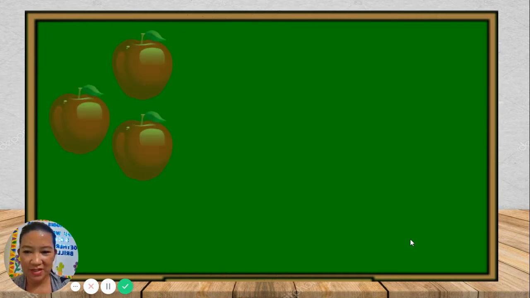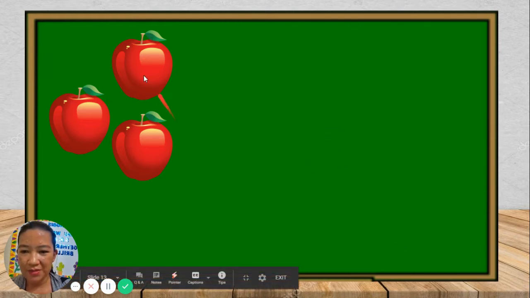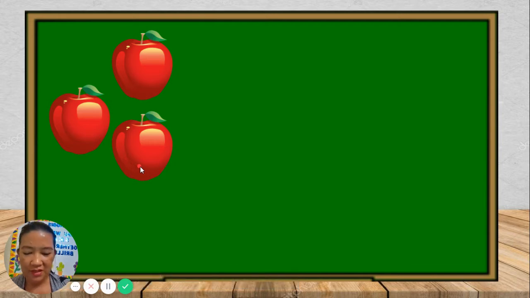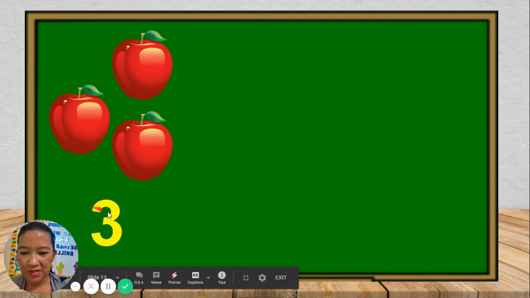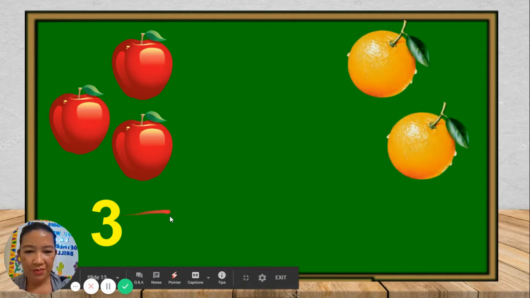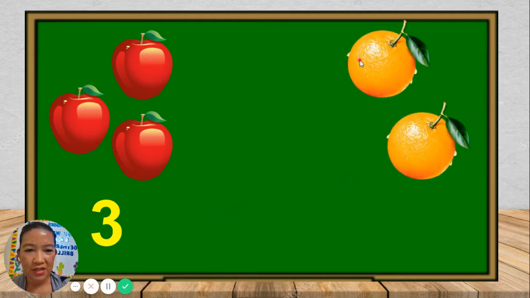Okay, let's do the next activity. I have here, let's count how many apples do we have? 1, 2, and 3. And we're going to compare it with the oranges. Let's count the oranges. 1, 2, and this is number 2. Which do you think the alligator will eat?